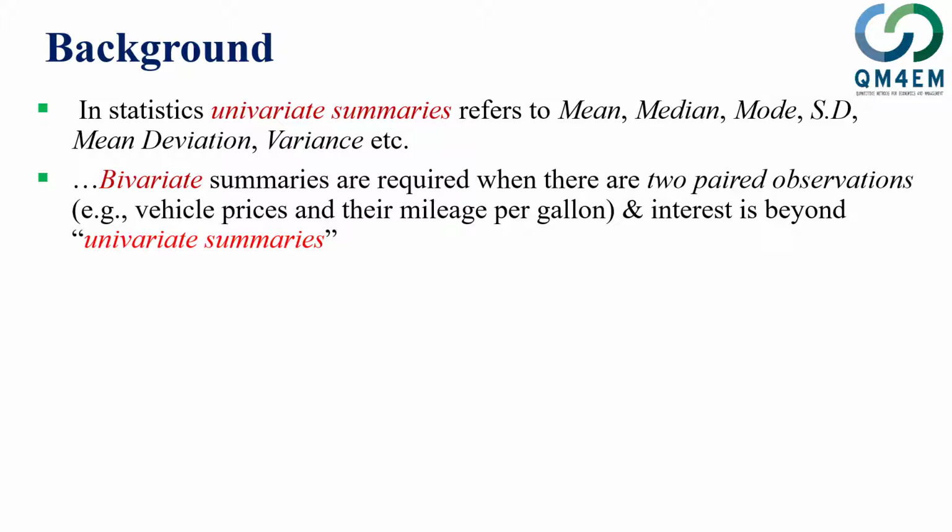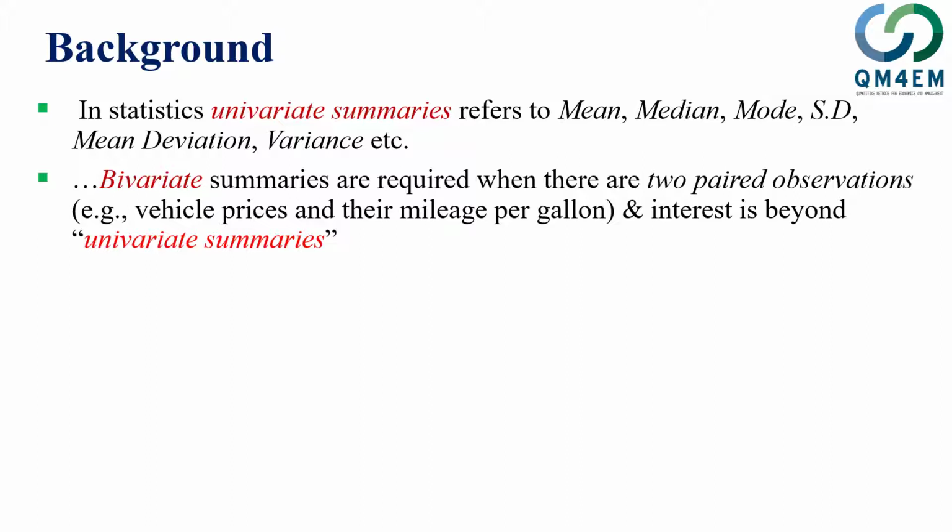The second kind of summaries are bivariate summaries. Bivariate summaries refer to the summary of data when you have more than one variable. It's when you have paired observations, then you use bivariate summaries along with the univariate summaries. For instance, when you have two variables such as miles per gallon for a vehicle and the vehicle price, we may be interested in the average vehicle price, or average miles per gallon, or the median price of vehicles, or the median mileage per gallon.